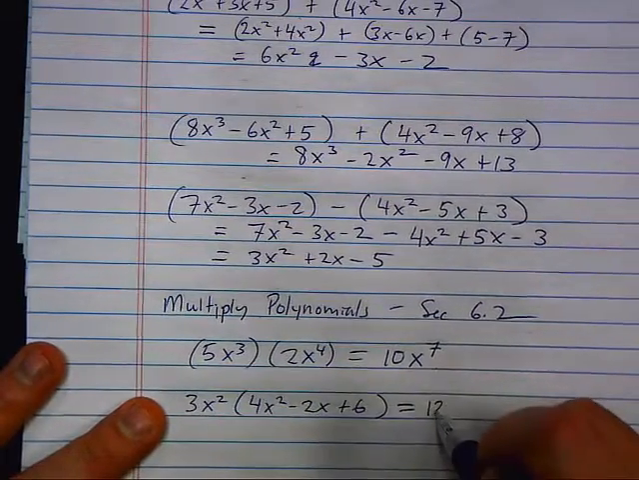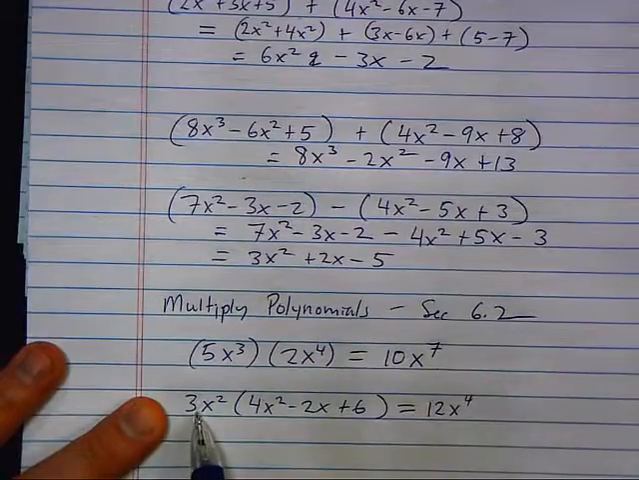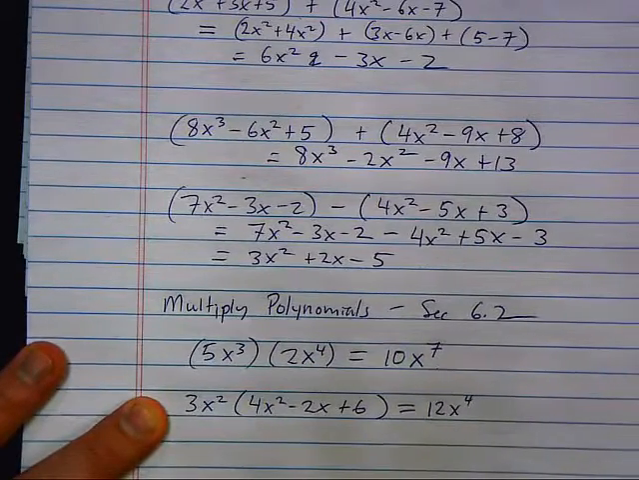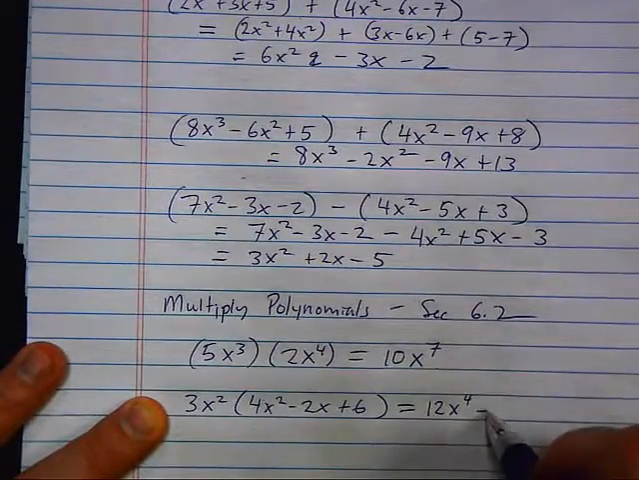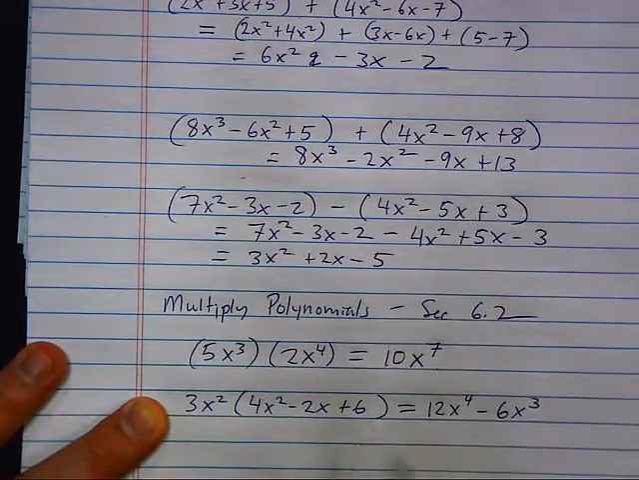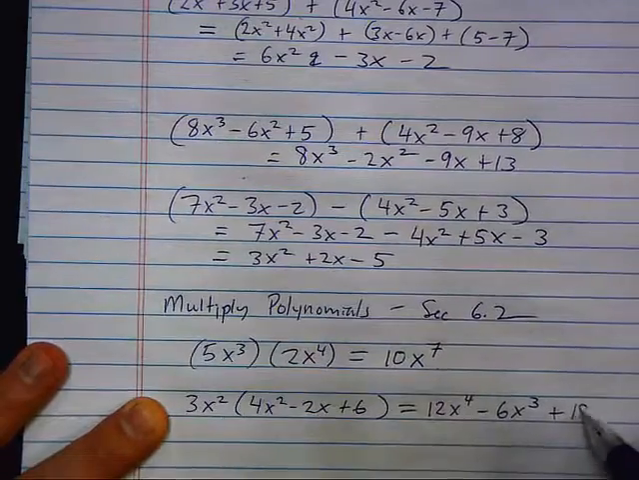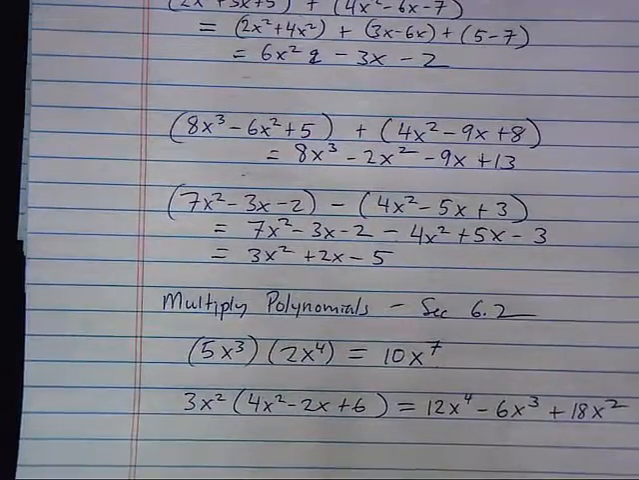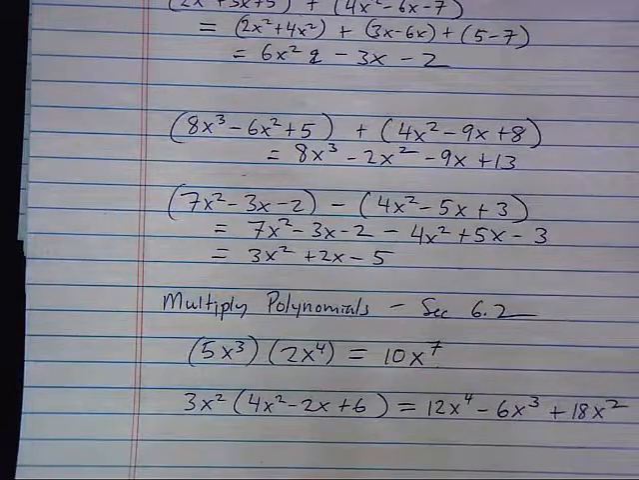12x to the fourth. What's 3x squared times negative 2x? Negative 6x cubed. And finally, 3x squared times 6. 18x squared. So multiplying a monomial by a polynomial is pretty easy. It's just the distributive property.